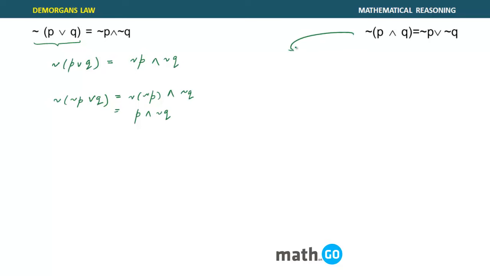Similarly, with the and sign, if you are negating P and Q, this will be nothing but negation P or negation Q. And if I take another example where something of this sort is there: negation P, negation of this sign will be the opposite, negation of negation Q would be Q. So this is how you have to take negations for compound statements. I hope the concept is clear.